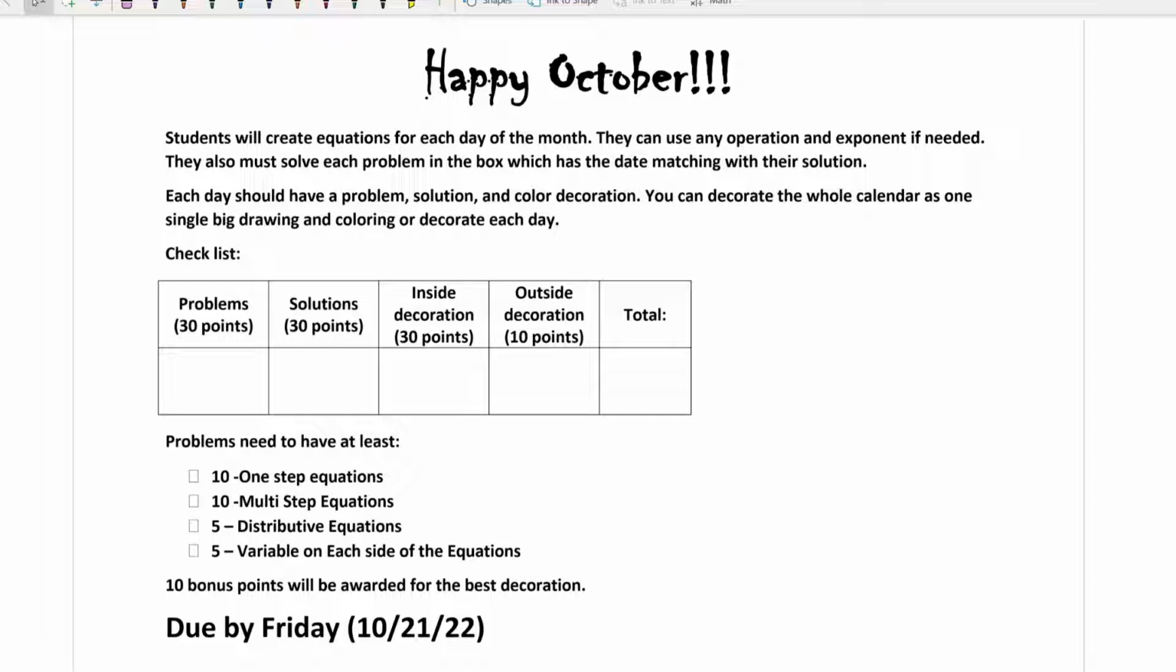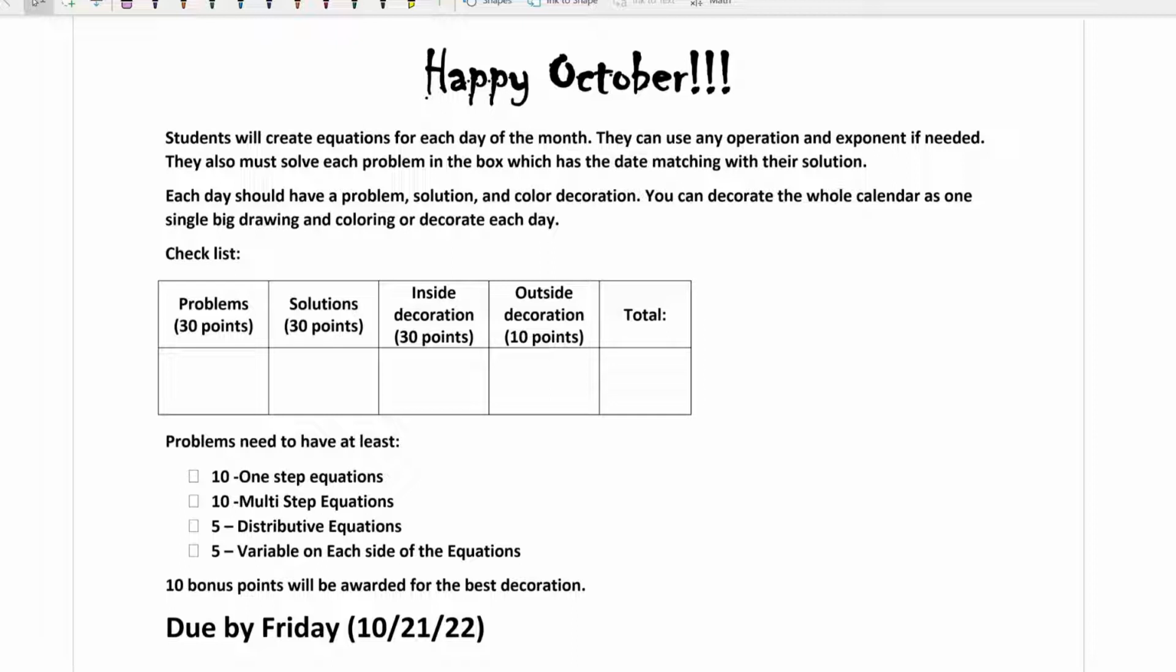Okay, problems on the calendar. You need to have the following problems: 10 problems of one-step equation, 10 problems of multi-step equation, 5 problems of distributive equation, and 5 problems with a variable on each side of the equation. And one more for good luck. Make sure you do all 31. I know I didn't put 31 in total, it's only 30. Please do the 31.